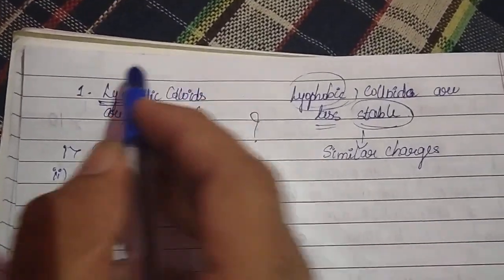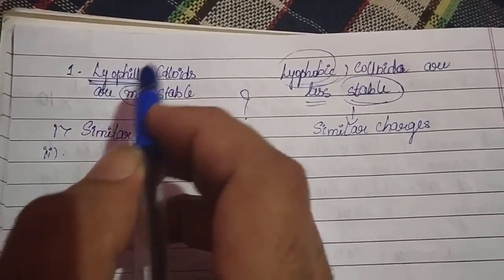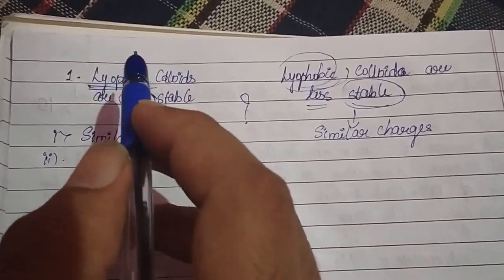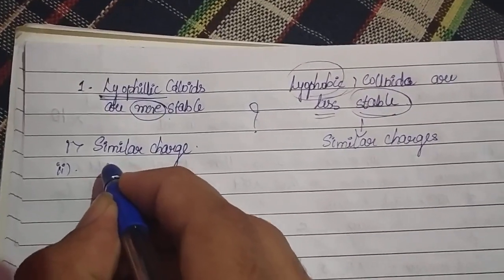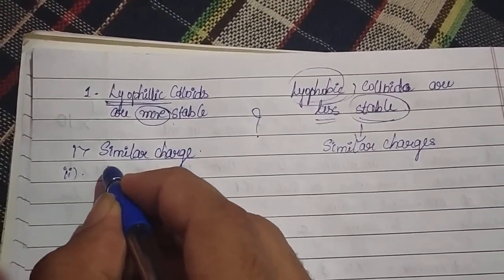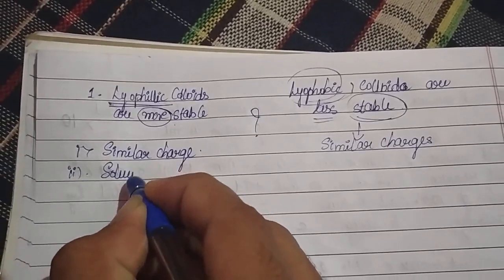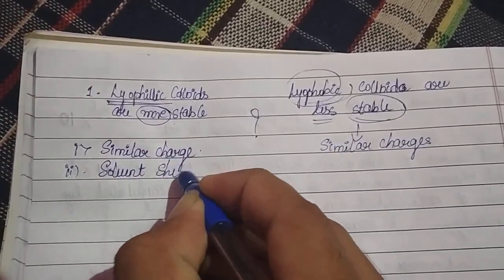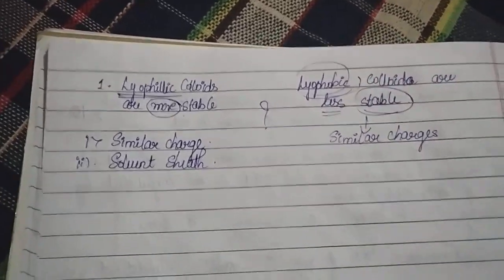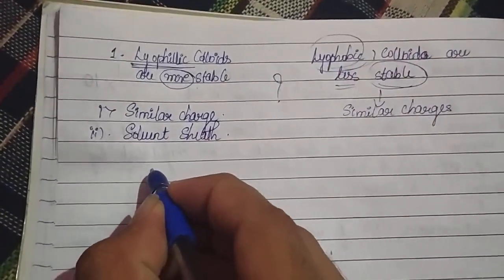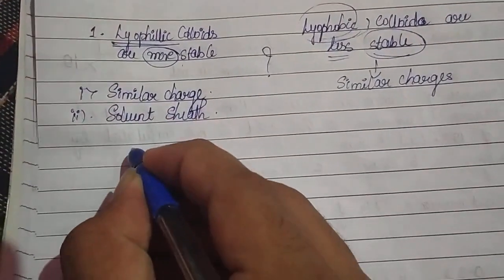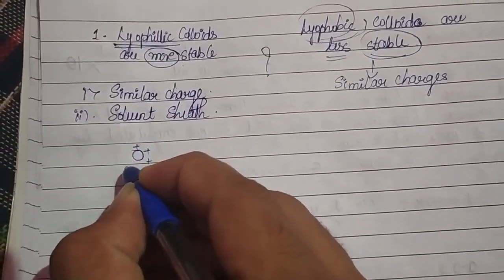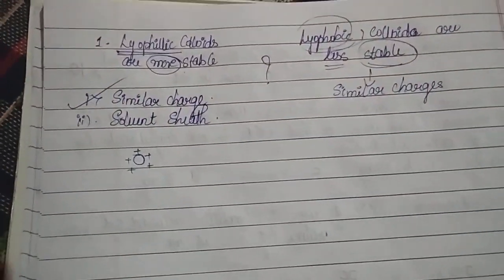Because these lyophilic colloids are undergoing solvation, they have a solvent sheath around them. If I consider a lyophilic colloid, for example, in this way, it has one particular charge adsorbed on it. Yes, this is the first criterion, having the similar charge.